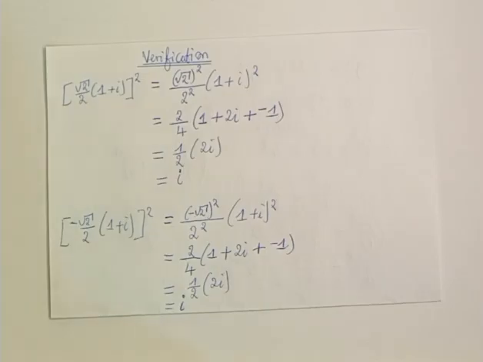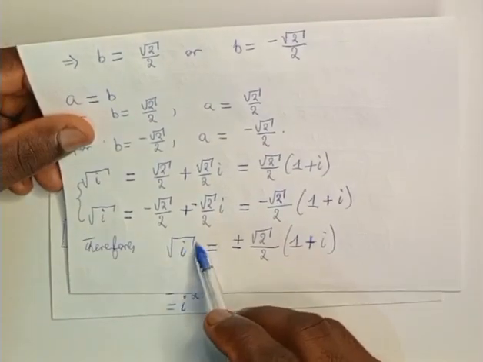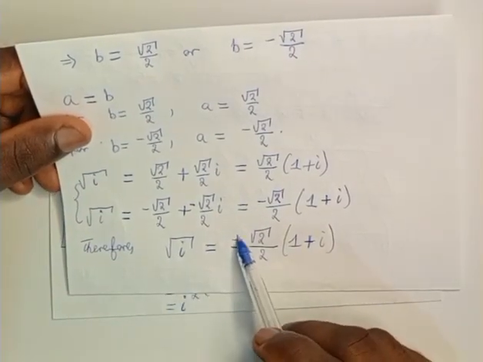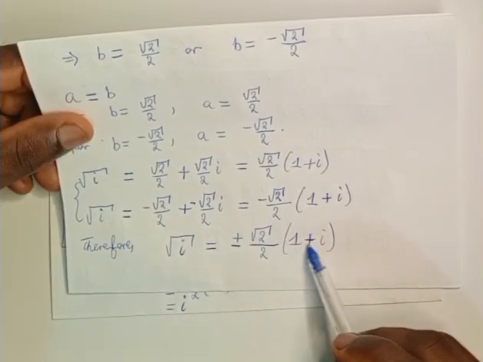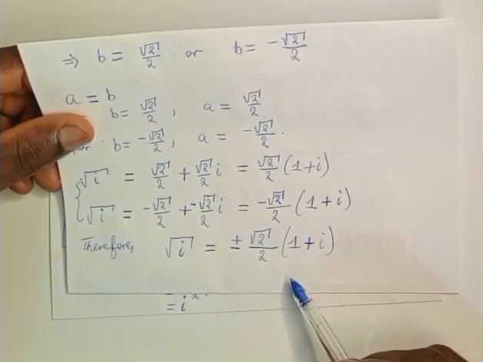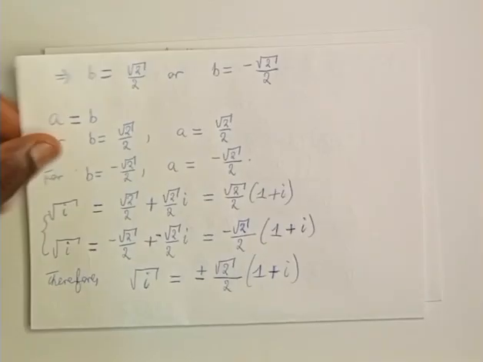Therefore, the square root of i is equal to plus or minus root 2 all over 2 times 1 plus i. We are done with the solution.